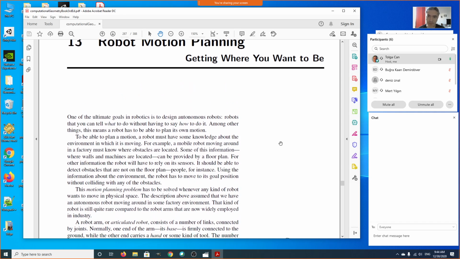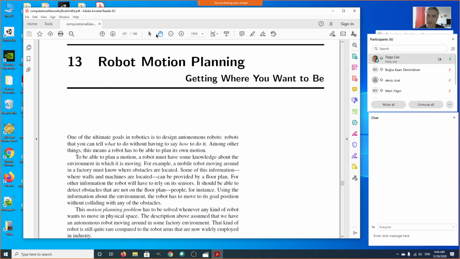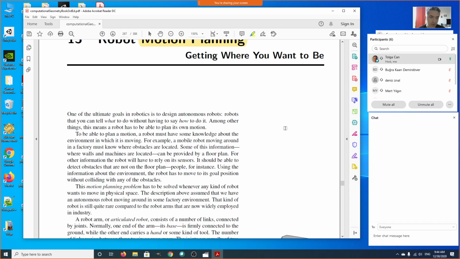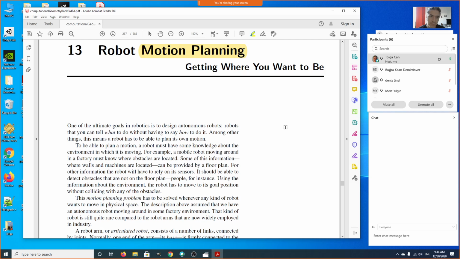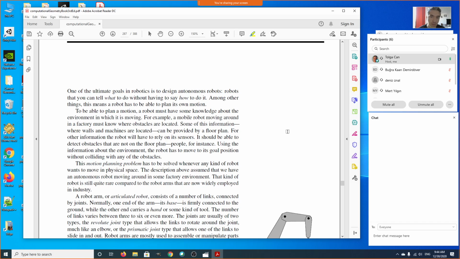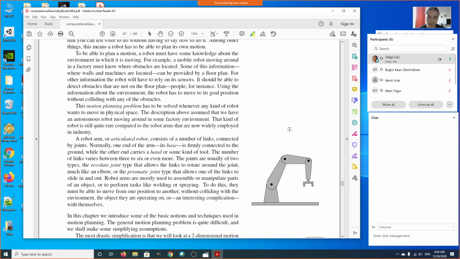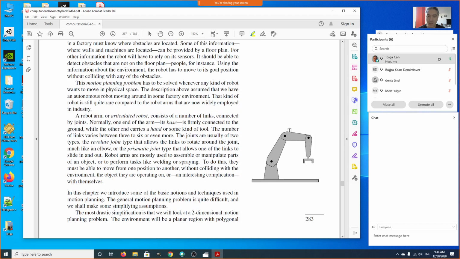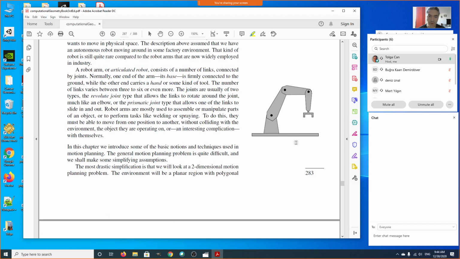This chapter is specifically talking about the motion planning aspects of robotics, and our goal will be to plan a path in an environment. As I said, the general problem is maybe very complex. There may be moving objects around, but we will make lots of assumptions, and we will just forget about the three-dimensional aspects of our environment.